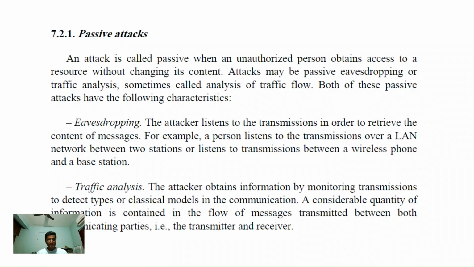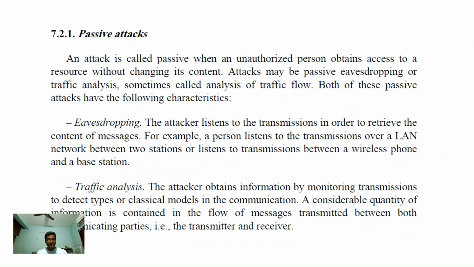The first one is the passive attack. Under passive attack, we have eavesdropping and traffic analysis. Under eavesdropping, the attacker just listens to the transmission in order to receive the content of messages. That is what is called eavesdropping. A person listens to the transmission over a LAN between two stations, or between a wireless phone and a base station.